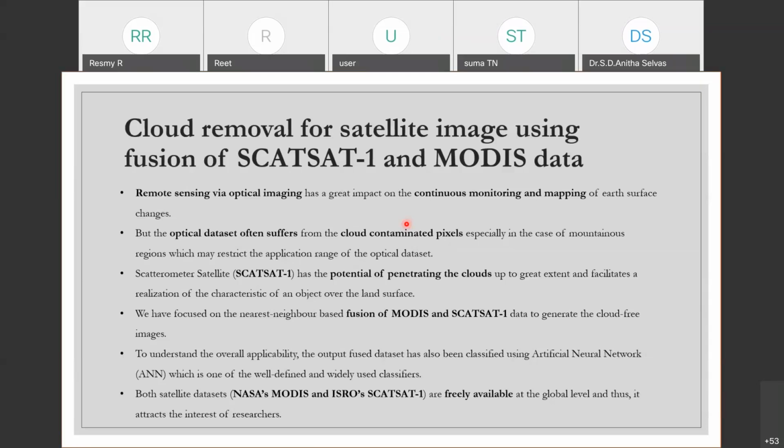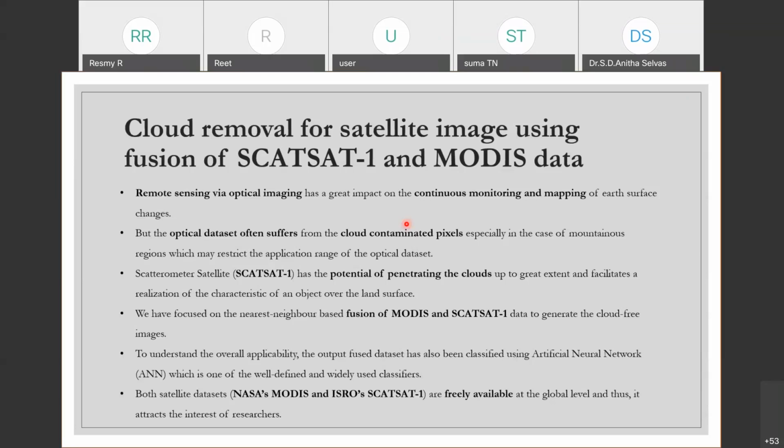So coming to the points here, remote sensing via optical imaging has a great impact on the continuous monitoring and mapping of the Earth's surface changes, but the optical data often suffer from cloud contaminated pixels, especially in a mountainous region, which may restrict the application range of the optical dataset. The scatterometer satellite SCATSAT-1 has the potential of penetrating the cloud to a great extent and facilitates a realization of characteristics of an object over the land surface.